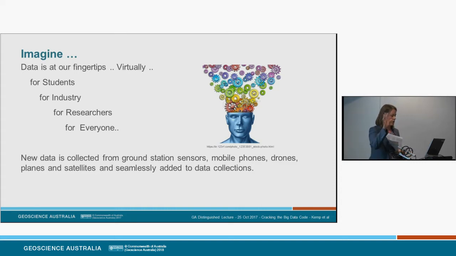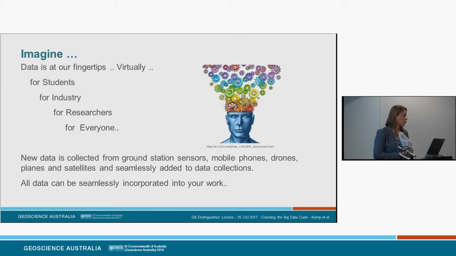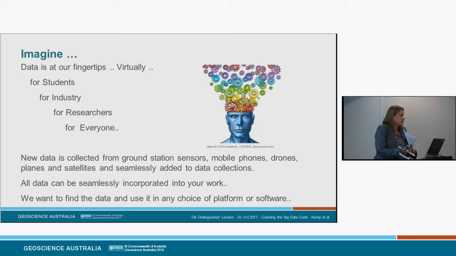So in this future imagined state, new data is collected from ground stations, sensors, mobile phones, drones, planes, satellites, and seamlessly added to our data collections. All data can be seamlessly incorporated into the work that we're doing. And we want to be able to find the data and use it in any choice of platform or software, so we can grab the data and use it how we want to use it. So this is the future.